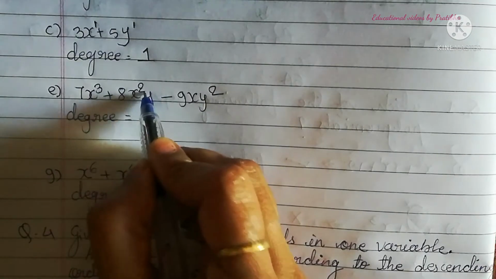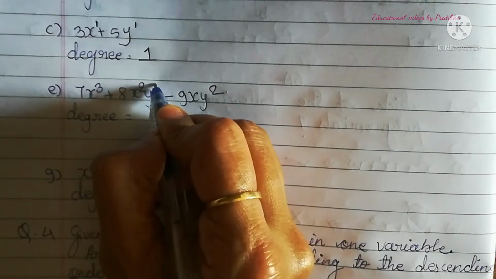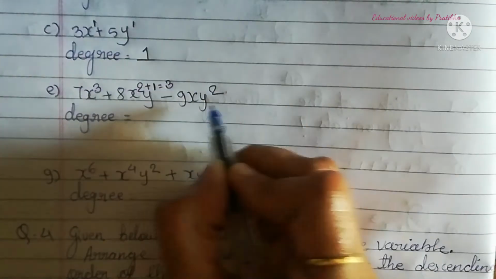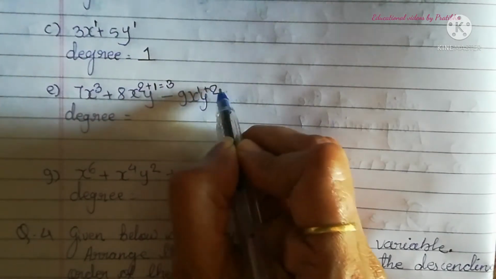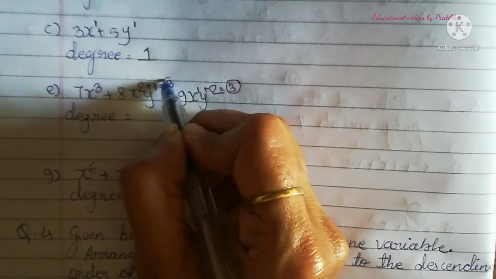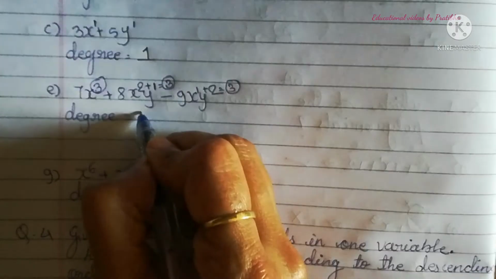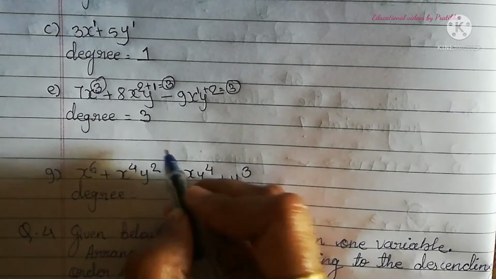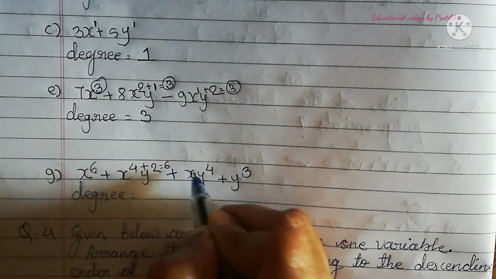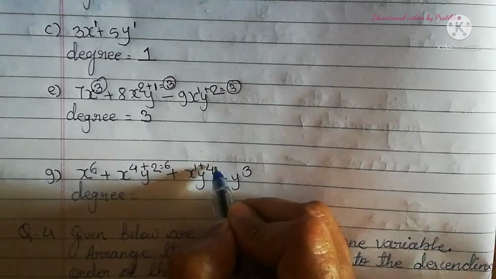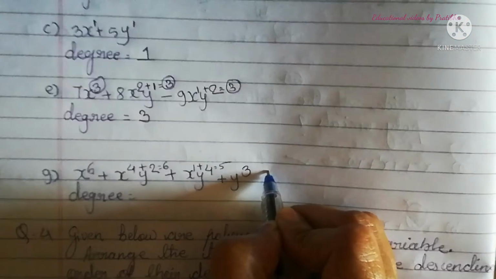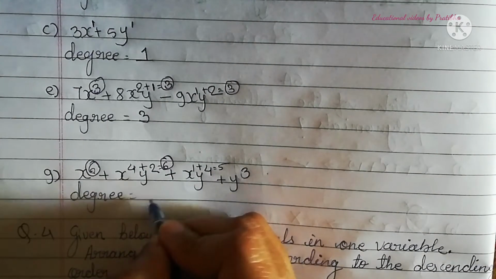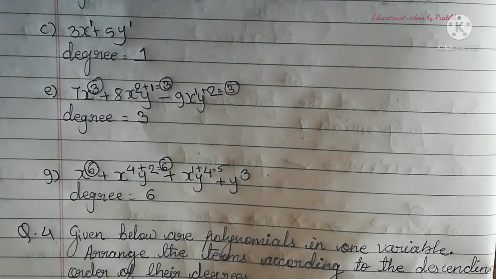In the next example, in the first term the degree is 3. In the second term, two variables are there, so 2 plus 1 is equal to 3. In the third term, 1 plus 2 is equal to 3. So the first, middle and third terms are having power 3, so the degree will be 3. In the last example, let's see what are the degrees of each and every term. So the highest degree is 6. So the degree of this expression is 6.